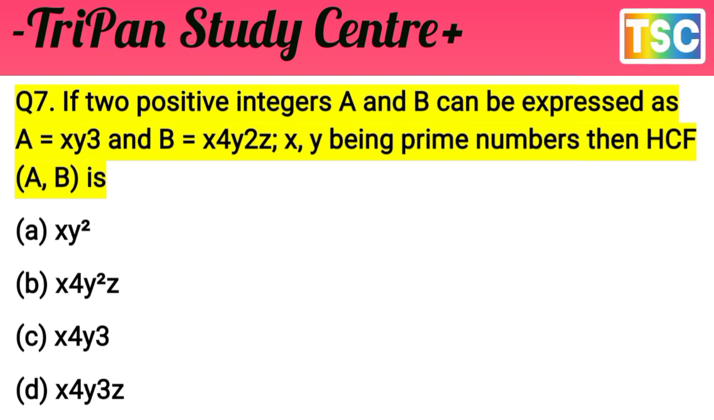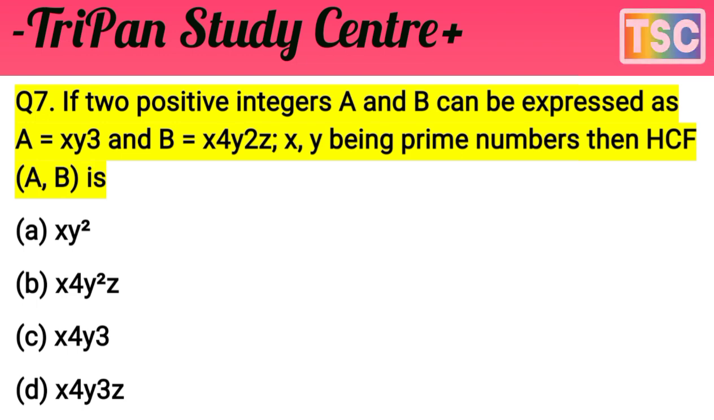Remember that's important. But first of all, test your knowledge. I give you a few seconds to solve this question. You must have a thought of your answer. Let's see what the answer is for this question here. The two positive integers a and b can be expressed as a is x y3 and b is x power 4, y power 2, z, and x and y are prime numbers, then the HCF of a and b is?